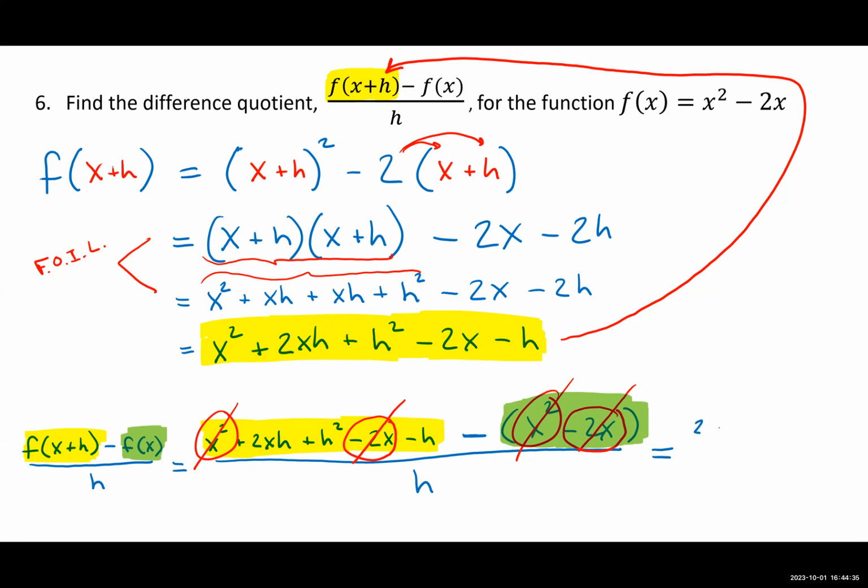So what's left? We've got 2xh. We've got h squared. And we've got minus h. There's still an h on the bottom. We still have that. So we can factor. If you look at the top, 2xh plus h squared minus h, there's a common factor there. So we could factor out that h. So we're left with 2x plus h minus 1.